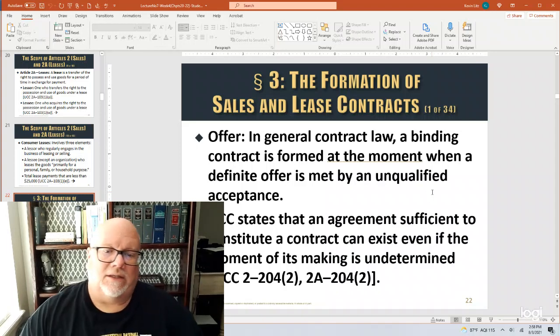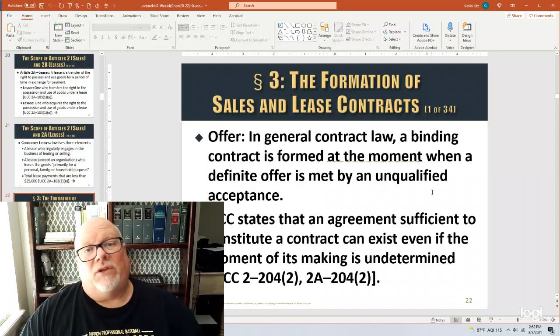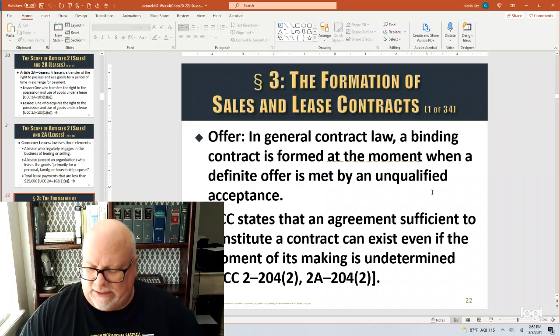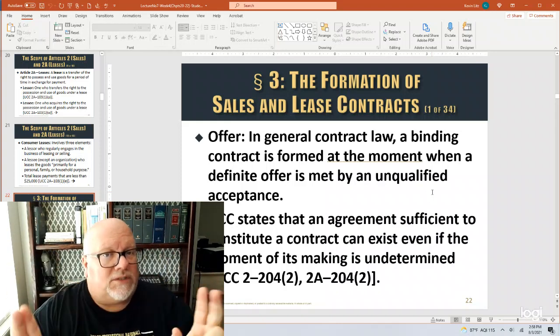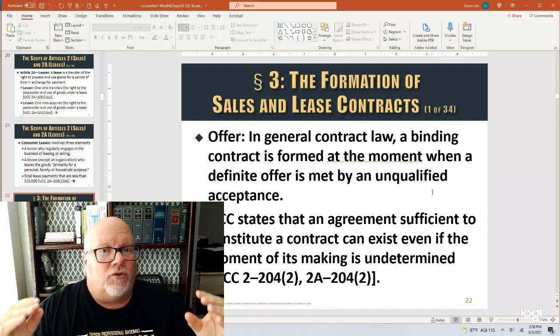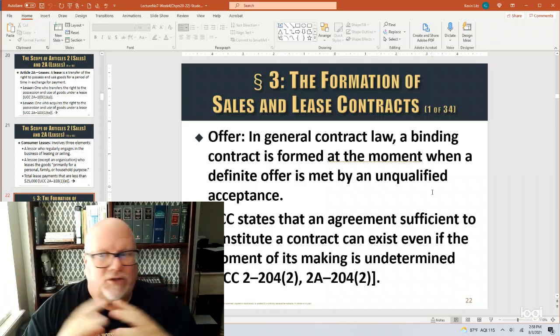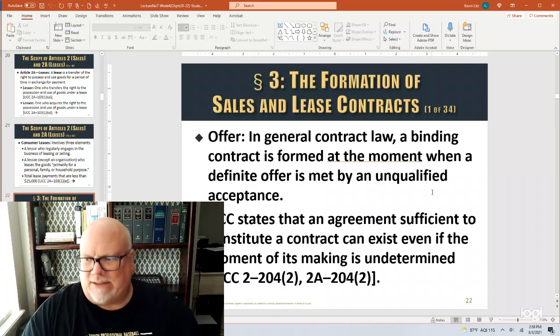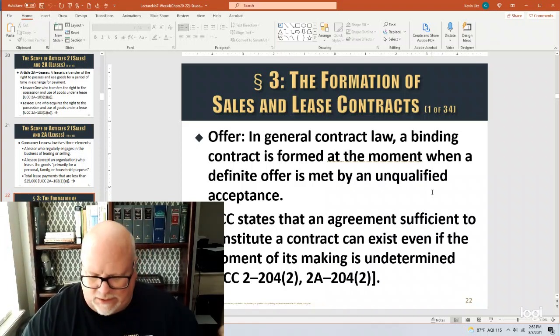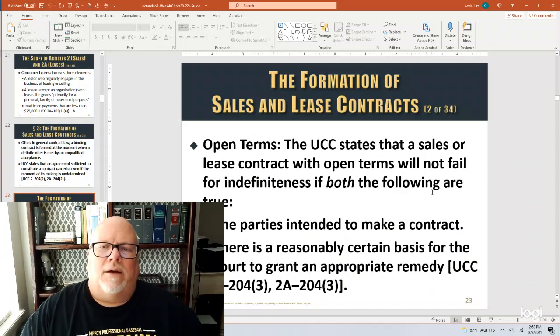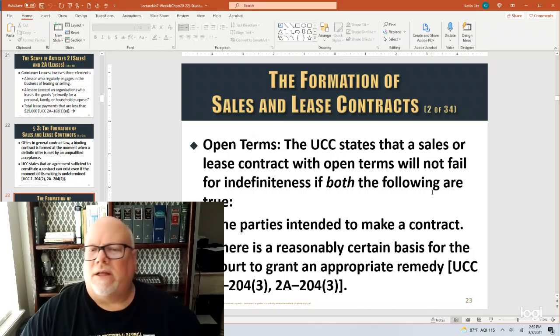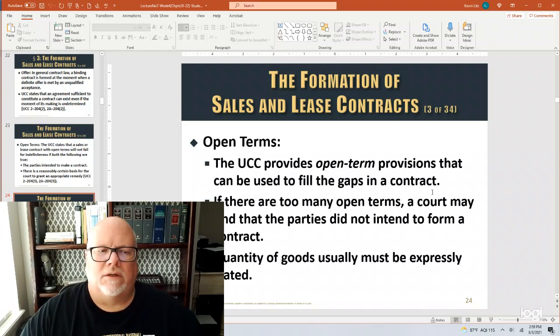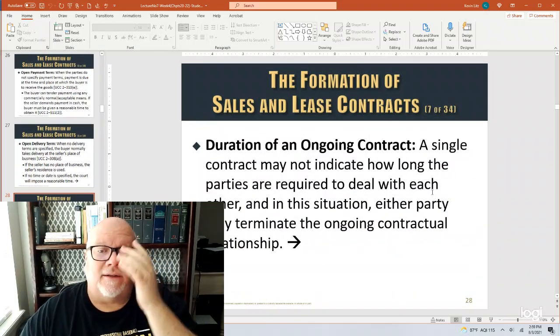Well, the UCC says, even though you don't know exactly when the contract's to be performed, it can still be considered a contract. Again, the UCC is intended for uniformity and ease of understanding, so merchants can relax and know, if I'm selling, here's the set of rules. Same thing for a buyer. I'll let you look at indefiniteness, whether there really was an offer and acceptance, open terms. I'll let you look at that.